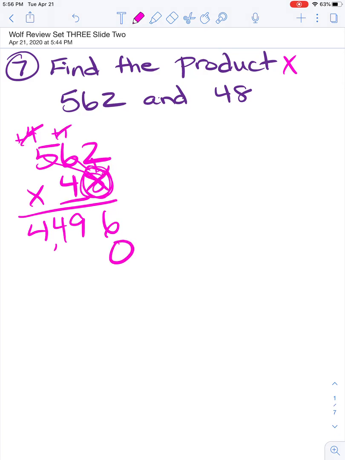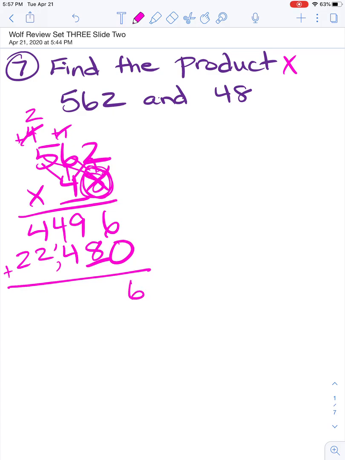Tic-tac-toe, bring my 0 below. Gets me to my tens. So now I'm in my tens. I'm going to take my tens times my ones, and my tens times my tens, and my tens times my hundreds. So my tens times my ones, 4 times 2 is 8. Then my tens times my tens, 6 times 4 is 24. And then my tens times my hundreds, 5 times 4 is 20, plus 2 is 22. Those are my partial products. I'm going to add them up.